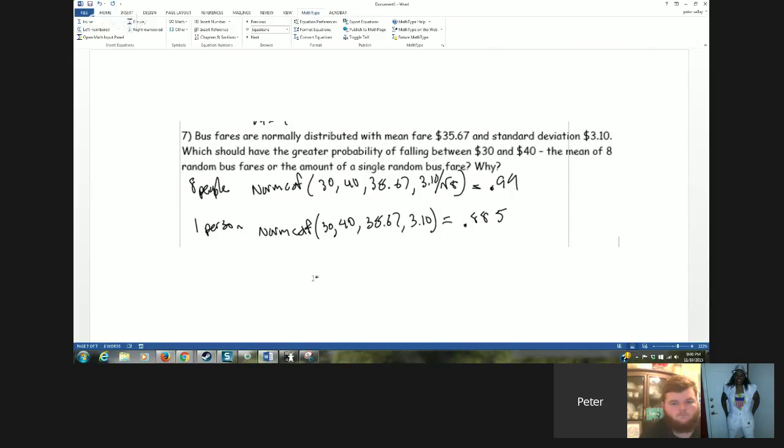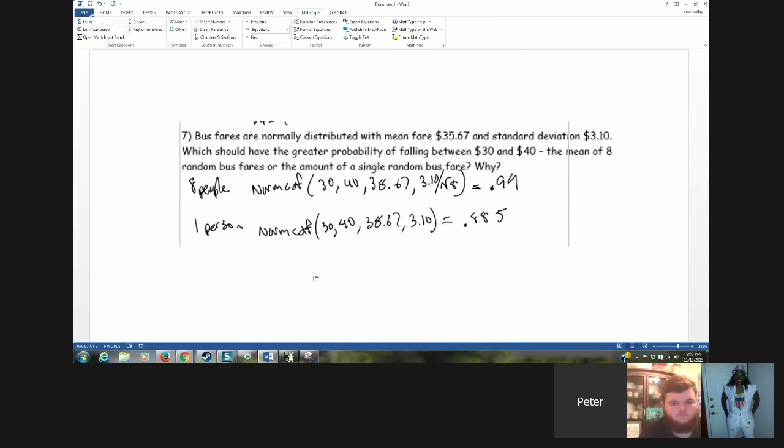It was just the wording of the question. It was just saying which fare, if it's the fare of 8 random buses or the single random bus fare. So I didn't know you wanted the whole norm CDF, or if you just wanted why it would be more, because the single bus fare would always be greater, right? Without even having to go through all of the norm CDF, without going through the calculations.